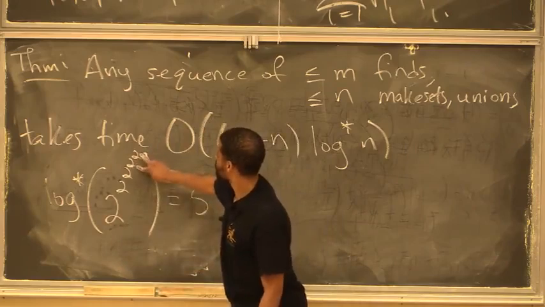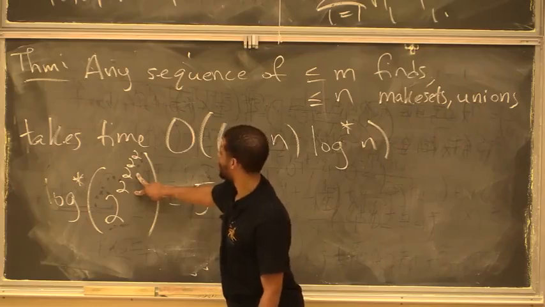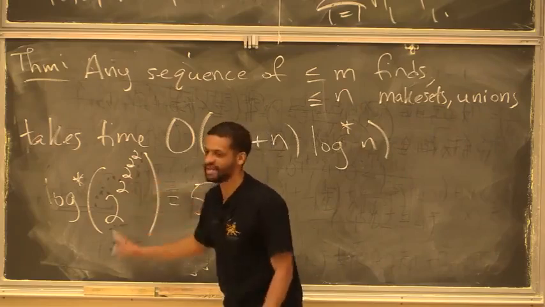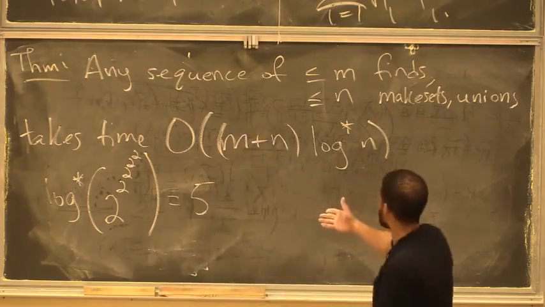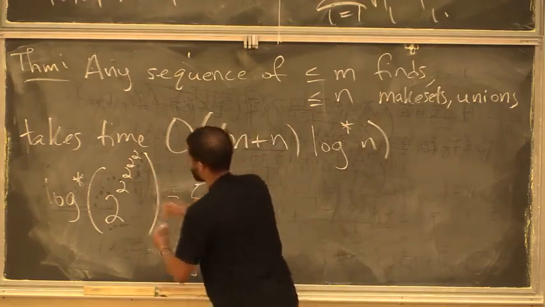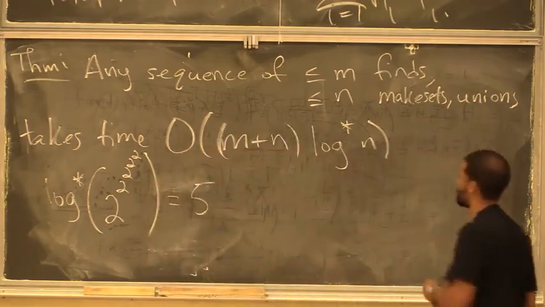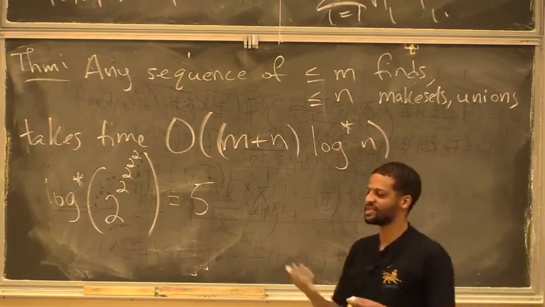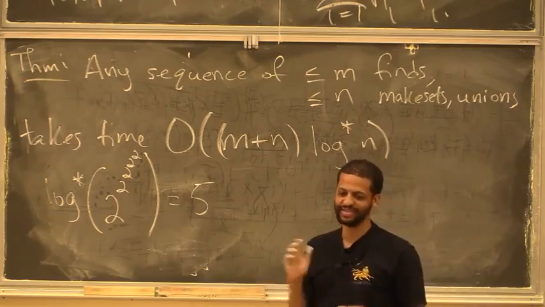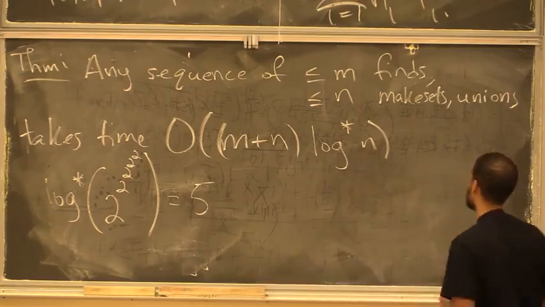And by the way, this number is huge. 2 squared is 4. 2 to the 4 is 16. 2 to the 16 is 65,536, I think. Or, yeah, something like that. And then 2 to that is very big, right? So this number here is bigger than the number of particles in the universe, yet log star of that number is only 5. So what that means is, in practice, log star is never bigger than 5. Okay? So this is a very small number.